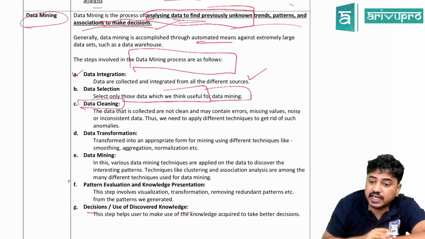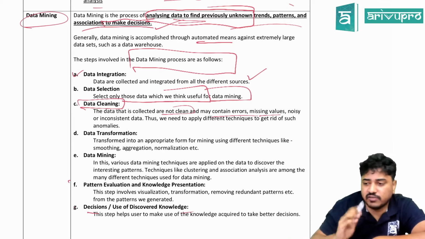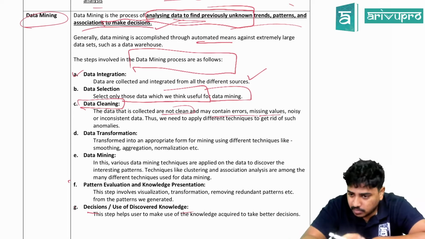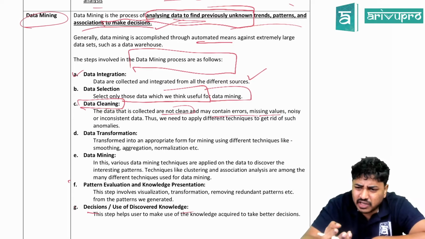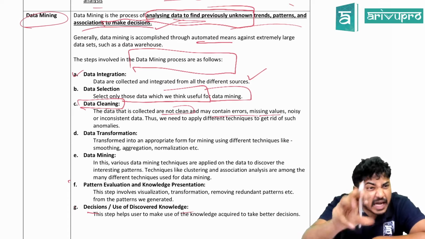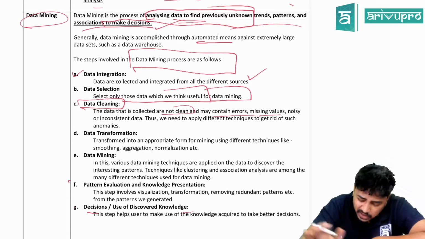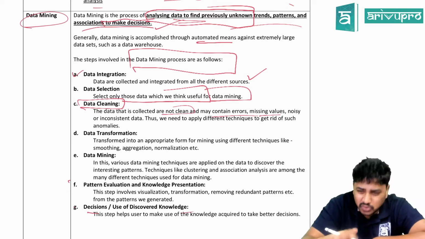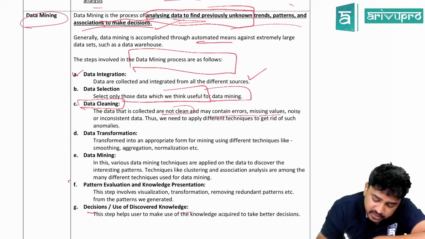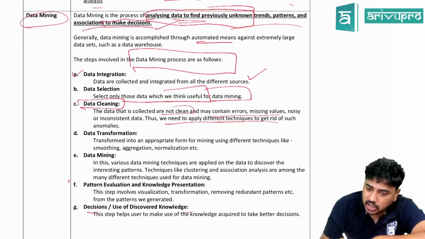Data cleaning. What is data cleaning? Data that is collected or not cleaned may contain errors or missing values. Right? A phone number might be wrong. Right? Or let's say product will be ABCD. Data would have been corrupted. Data can be corrupted. So data corrupt and all, delete those things. Don't use corrupted or missing data to analyze. You'll go wrong. Okay. Thus, we need to apply different techniques to get rid of the anomalies.